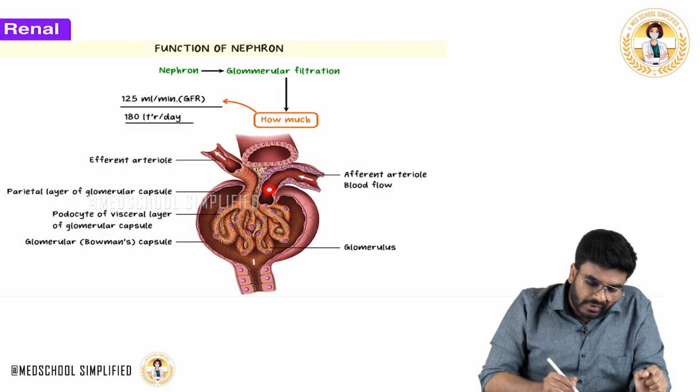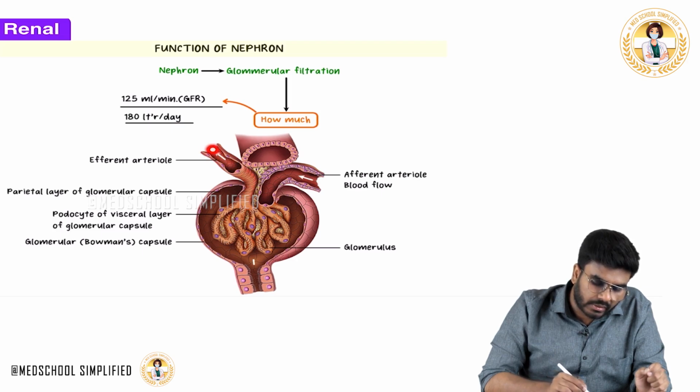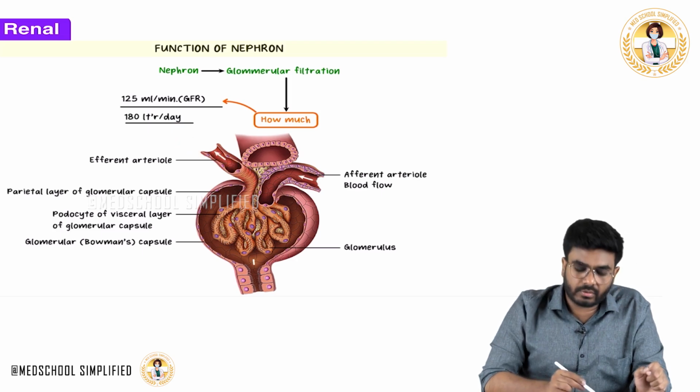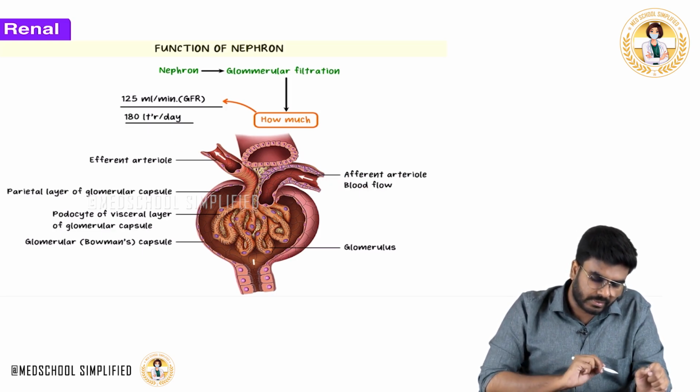Now see, 625 ml is coming. Out of that 625 ml, only 125 ml is filtered. So what about the remaining? The remaining fluid which is not filtered will go back via the efferent arteriole. So the afferent arteriole brings the blood, and the efferent arteriole takes the blood away.